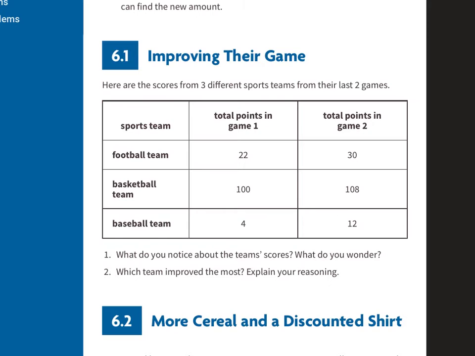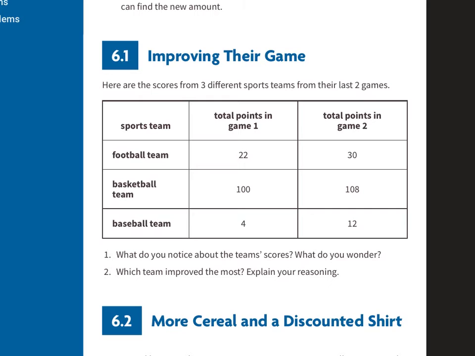All right, hopefully you've had time to answer the questions. Question number 1, what do you notice about the team scores? Well, I noticed that all of the team scores went up by 8. Which team improved the most? You could say the baseball team improved the most because they went from 4 up to 12. That's 3 times the amount of scoring from game 1 to game 2. You could say the basketball team went up the most because they scored the most points overall. Okay, so there's really not a right or wrong answer for either one of these. Just whatever you put would work.